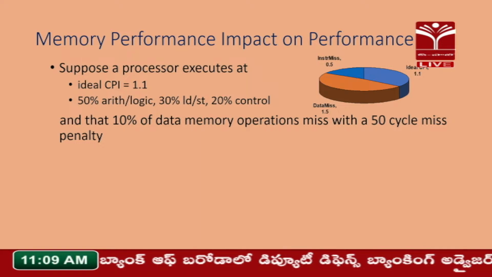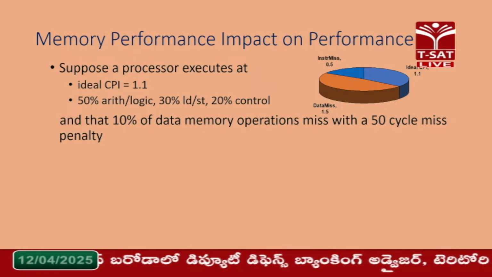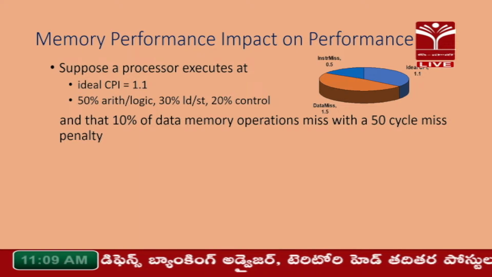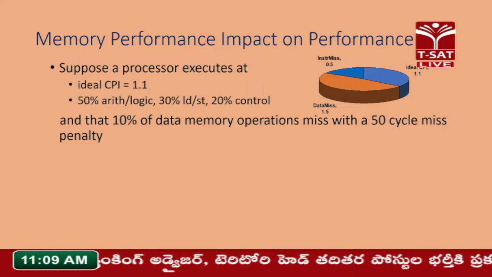have a 50 cycle penalty, because the memory is far away. The variable is not in the register file, so you need to go and fetch it from the memory, which takes a 50 clock cycle penalty, right?